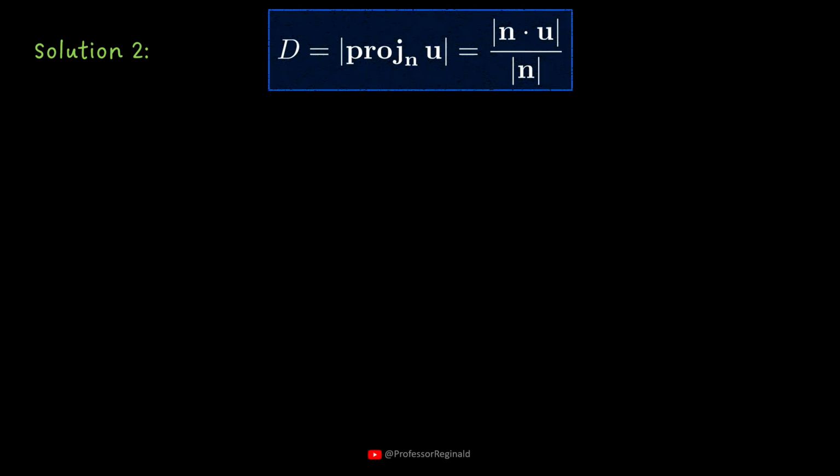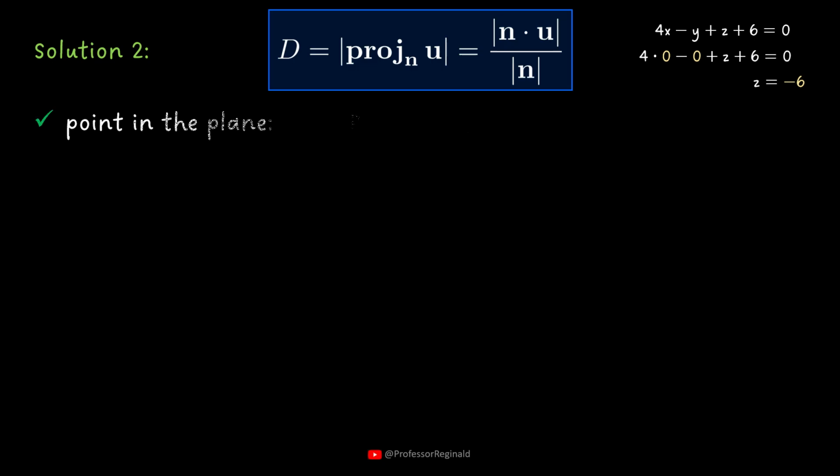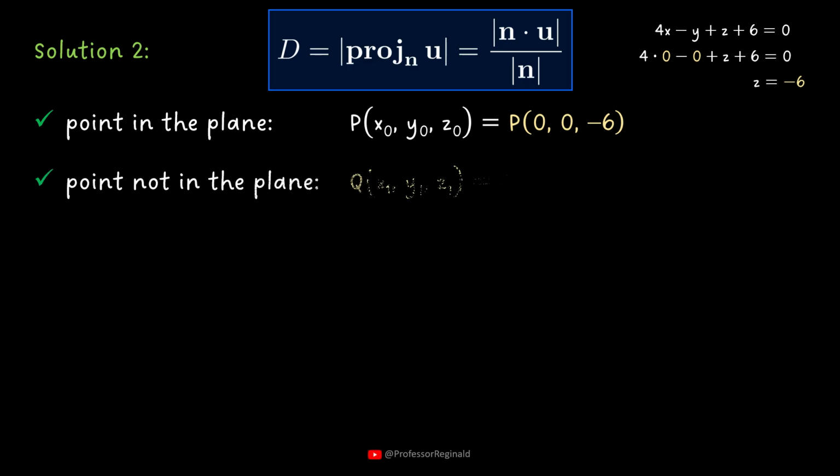Solution 2. We will now use the following formula of distance. Let's find a point in the plane. Substitute any convenient values of x and y into the equation, and then compute the resulting value of z. So those values of x, y, and the resulting value of z make up the point in the plane. A point not in the plane is already given.